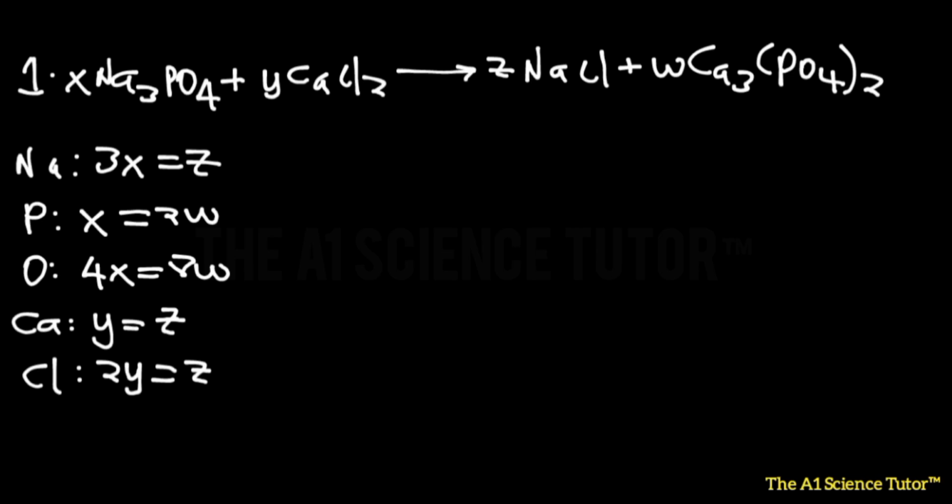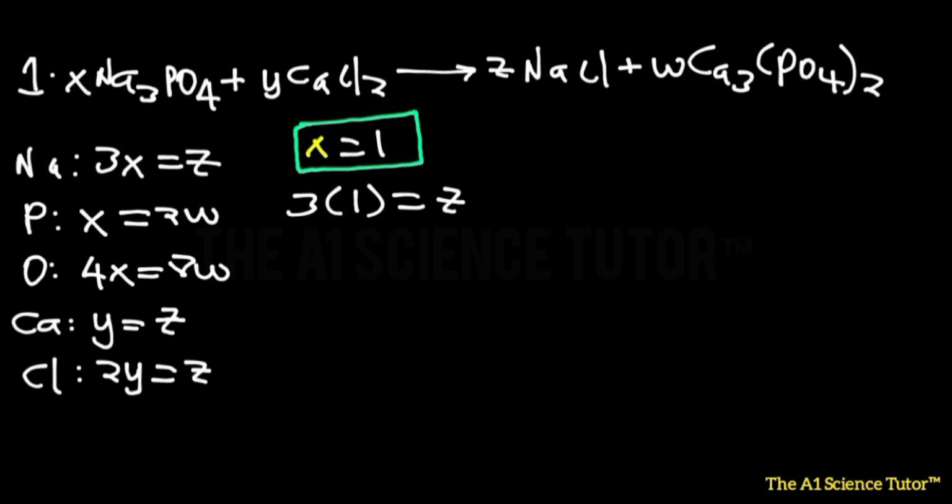This is what you need to do. You need to fix one of the variables, or letters, as 1. Most times I'm keen on setting x to be equal to 1. If I set x equal to 1, I'm going to use that value to find the value of the other letters. Let us start with this equation. If x is equal to 1, that will be 3 multiplied by 1, and this will be equal to z. So z is equal to 3. I'll just write that here.